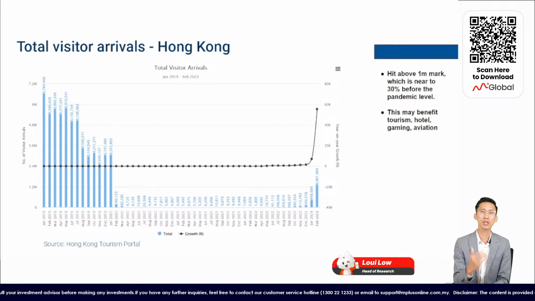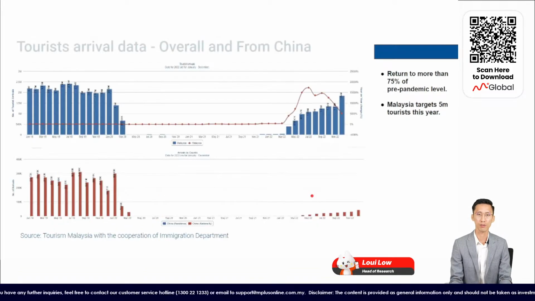So I want to bring this out because this might be just a start for Hong Kong and for their tourism-related counters. That is just what I want to mention here.